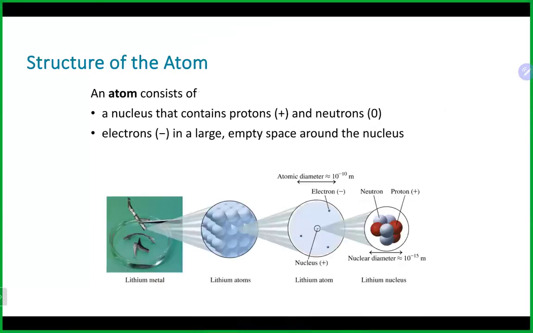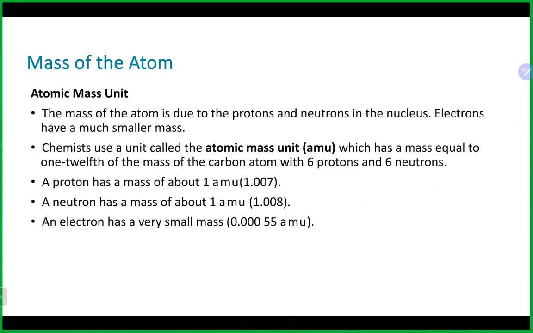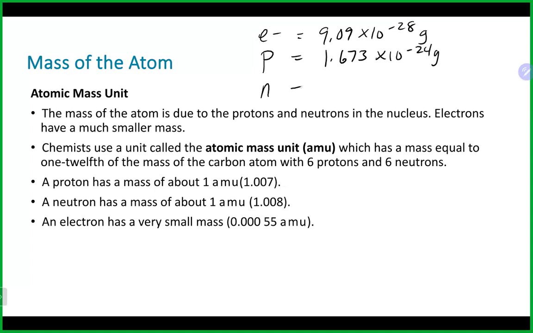All right. So there we go. We've got our nucleus, with electrons on the outside, and neutrons and protons in the nucleus. In terms of mass, we talked about the electron, which is about 9.09 times 10 to the minus 28 grams. Just to give you a reference, protons were found to be in the ballpark of 1.673 times 10 to the minus 24 grams, and neutrons were found to be 1.675 times 10 to the minus 24 grams.